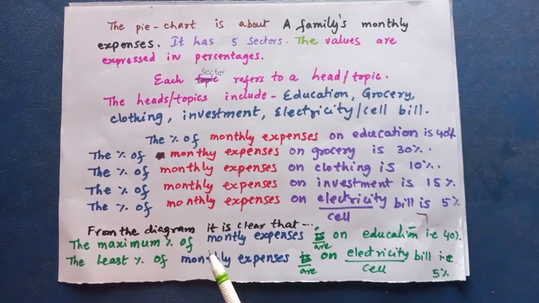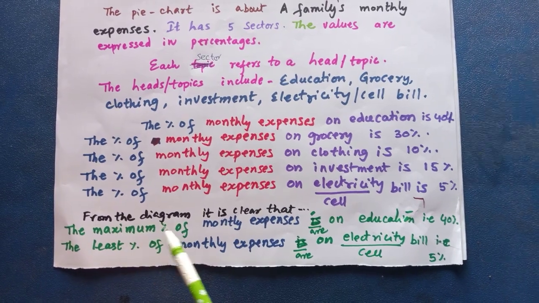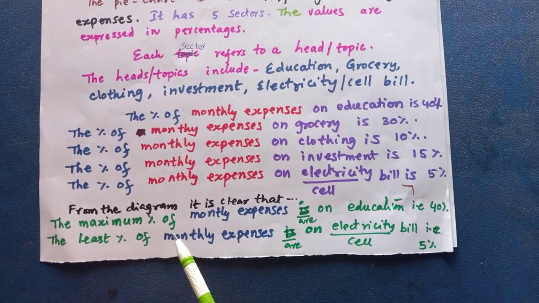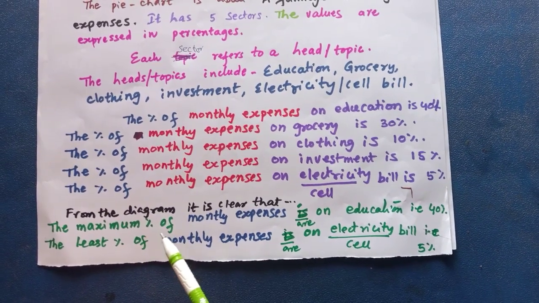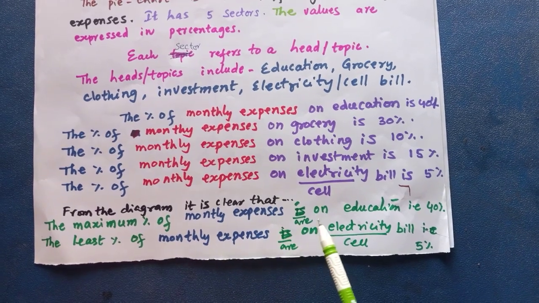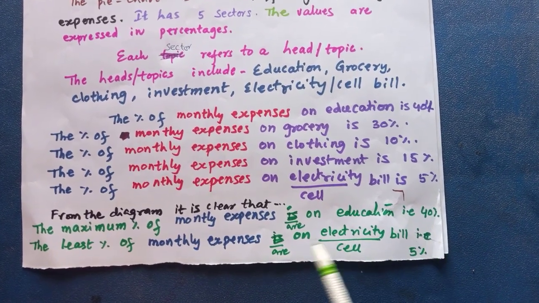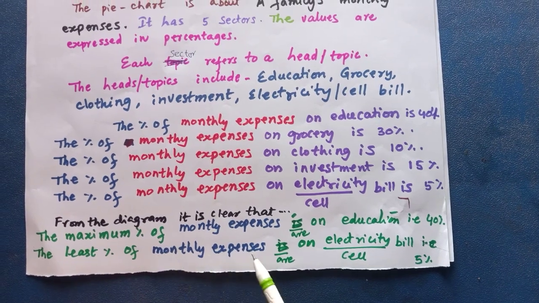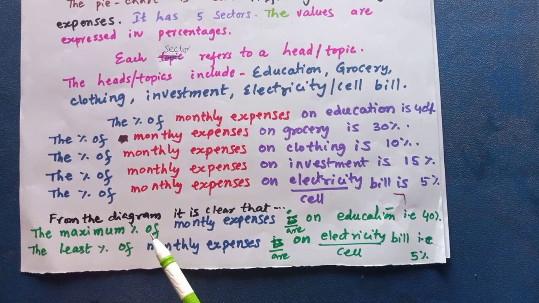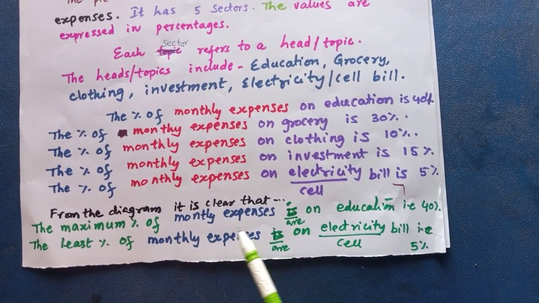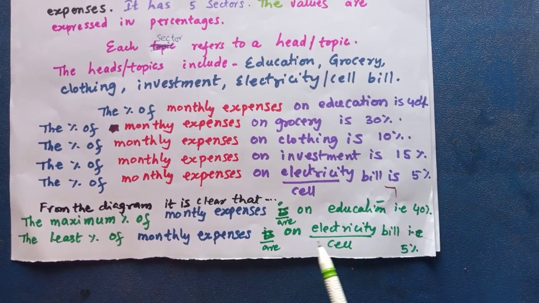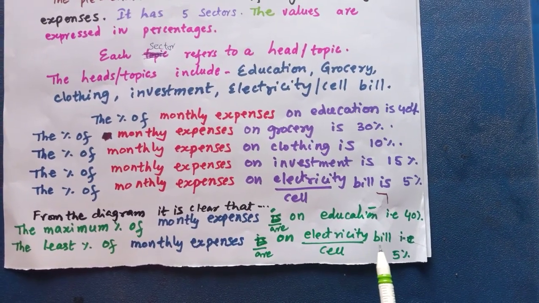And next part includes interpretation. From this diagram it is clear that the opening sentence may be like this, and again we have to write using this percentage of. That is, the maximum percentage of monthly expenses is on education, that is 40%. The least percentage of monthly expenses is on electricity bill, 5%. So we can make use of the percentage of plus the heading plus topic name. Using this structure, we can write many sentences.